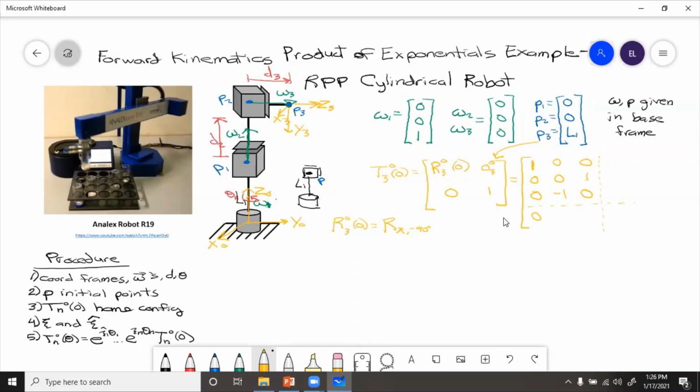Then we can fill out 0, 0, 0, 1 in the bottom. And then finally, we need the origin of that, which is just the same as P3. 0, 0, L1. So this is the home configuration initially.